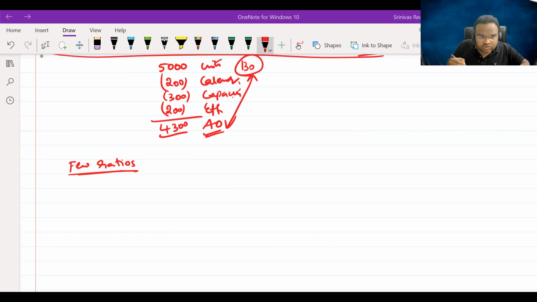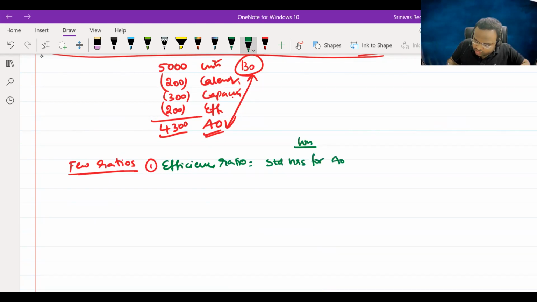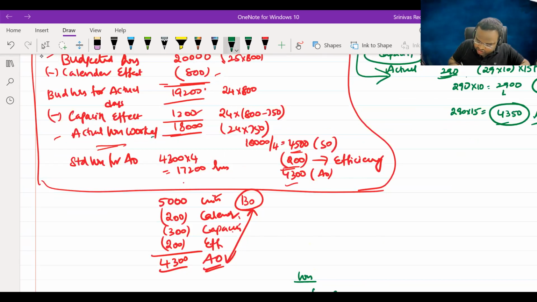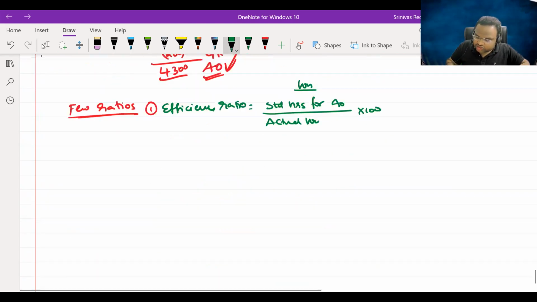Efficiency ratio we worked out yesterday itself. Two ways you can calculate, either based on hours or based on output. If it is based on hours, yesterday I told the logic, right? Standard hours for actual output divided by actual hours into 100. Because your efficiency is based on this only. Compare your actual hours with standard hours for actual output. If it is based on output, compare your standard output with actual output.